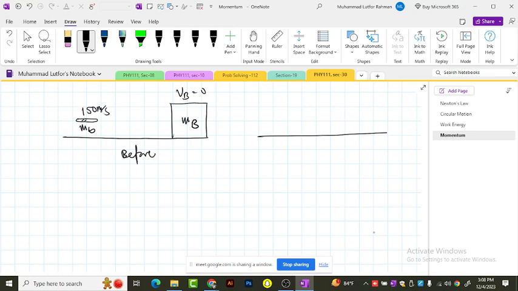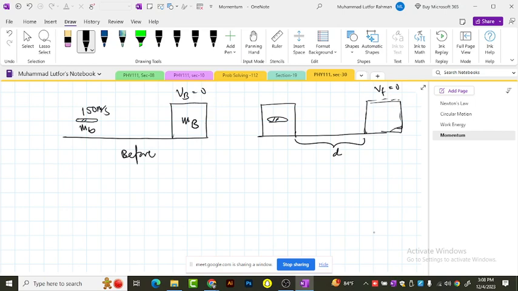After the impact, what happens is it makes a completely inelastic collision, which means the bullet would be embedded inside that block. Together they travel a distance d. After traveling that distance d, they stop over here. So this means their final velocity becomes 0 over here. That's why they stop.